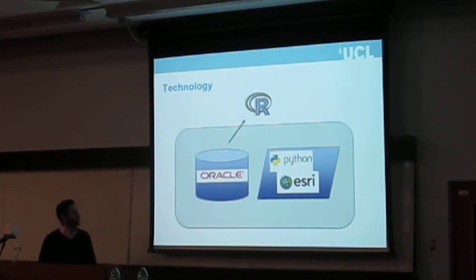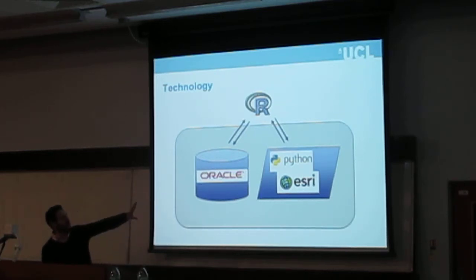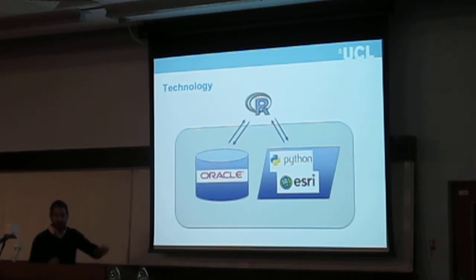So basically, we have a big data set on an Oracle database, and all the work is done through R. R calls all the data from Oracle, does some stuff in Python using the ArcPy Esri library, goes back, does other stuff in R, and then sends back and updates the data in Oracle. So that's the hierarchy of how things work.